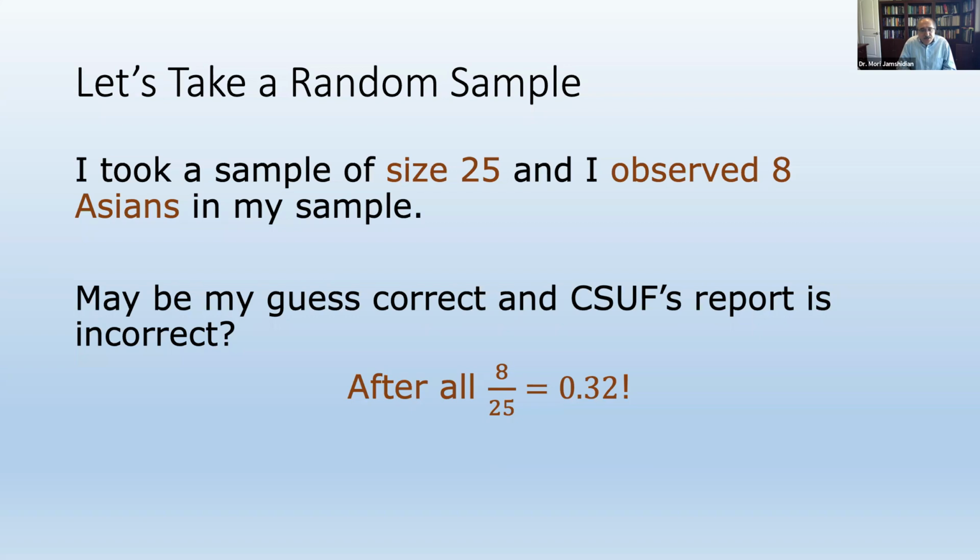Well, then I say, well, 8 out of 25 is 32%. It seems like my guess is really closer to the truth than the CSUF's 21%, right? But is this really right? Or is this just due to variability that we observed? Or is this by chance, in other words?